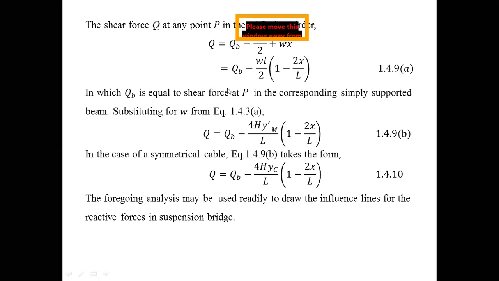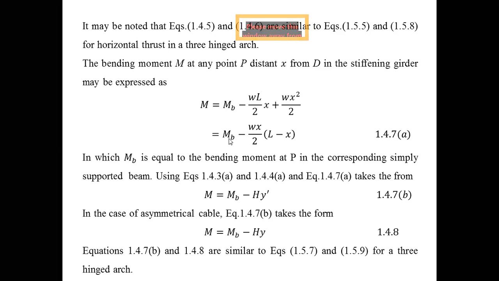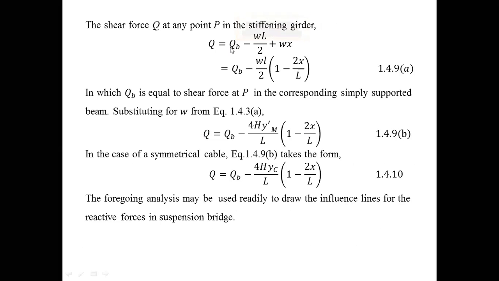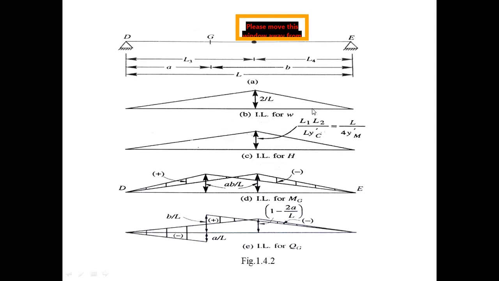So use that simple concept of moving loads. Here you draw the ordinates from the derived equations. If it is the bending moment, you can derive the ordinate from Mb minus wx by 2 into l minus x. For the shear force, the ordinate is derived from the shear equation. So these equations are very important to draw the influence lines for suspension bridges. So let us draw the influence lines for this case, with the equations I derived.